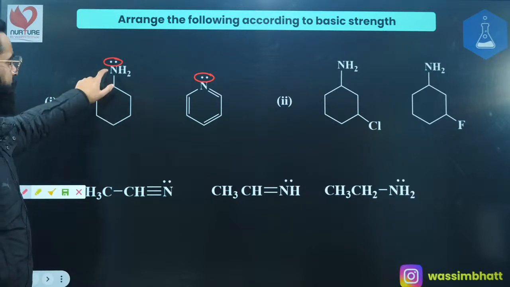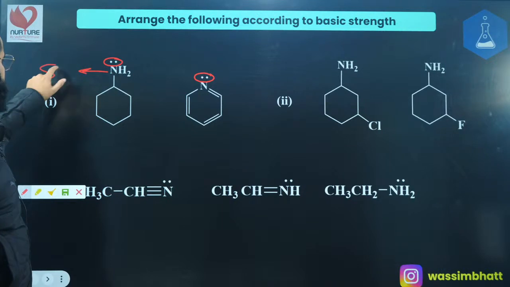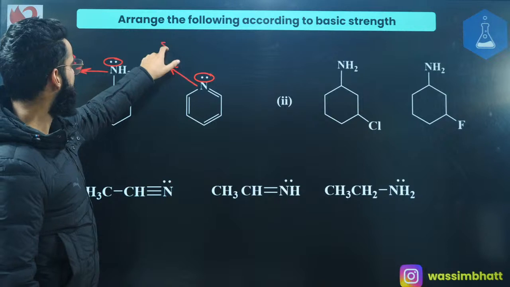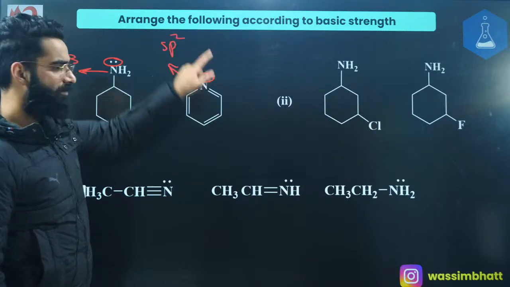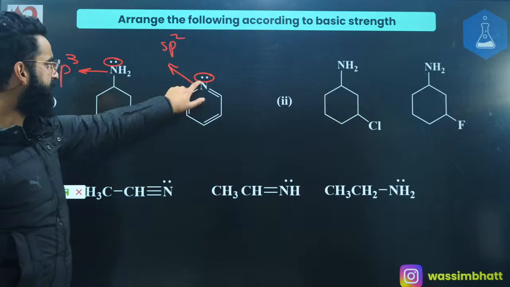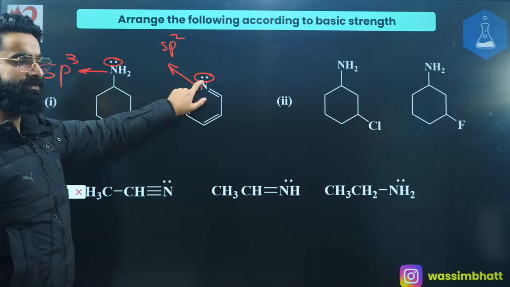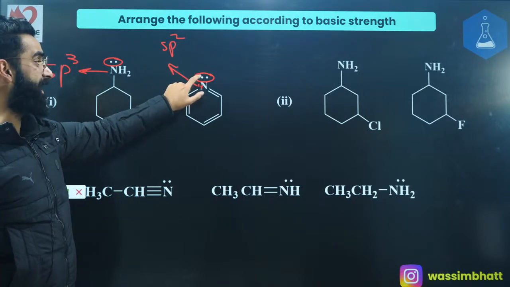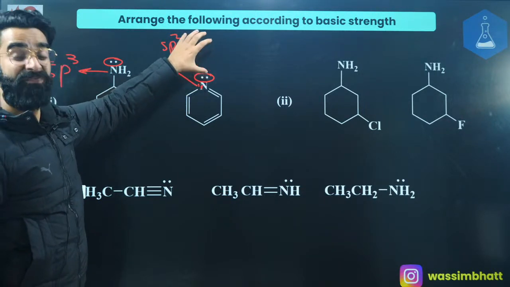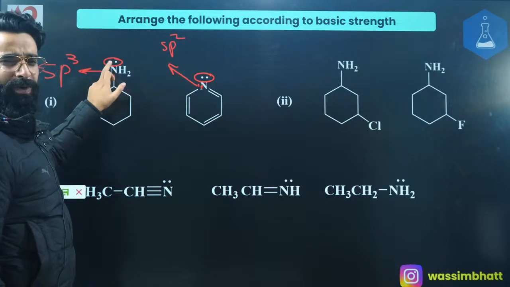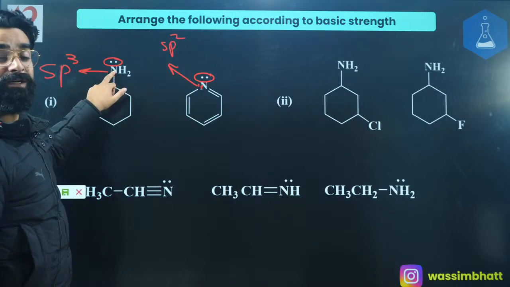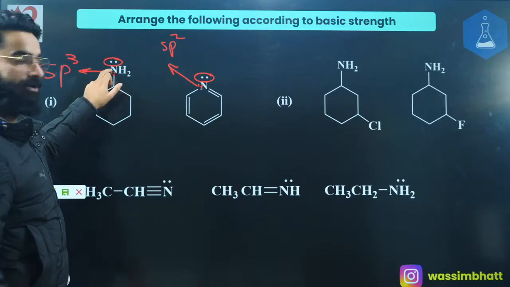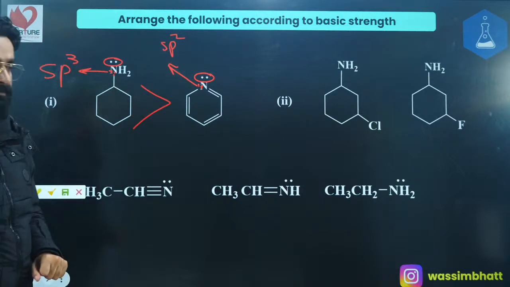Have a look. This nitrogen is sp3 hybridized, this is s, this is p, and this is 3. This nitrogen is sp2 hybridized. The s character of this nitrogen is more, so the electronegativity of this nitrogen is more. If the electronegativity of this nitrogen is more, it is going to hold its lone pair firmly as compared to this nitrogen. So where is the lone pair more available to donate? Over here, the lone pair is more available to donate, and wherever the lone pair is more available to donate, the basic strength will be more.